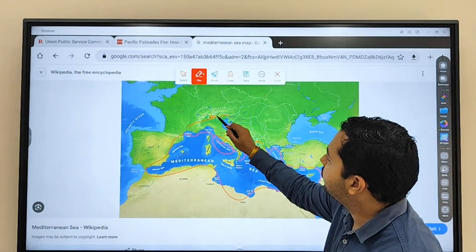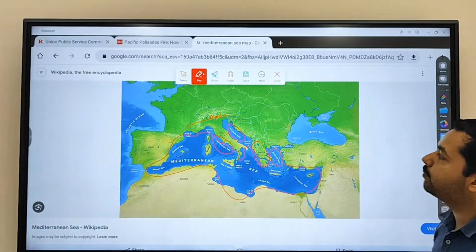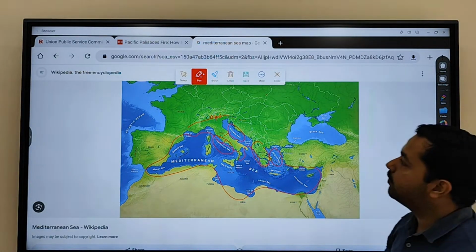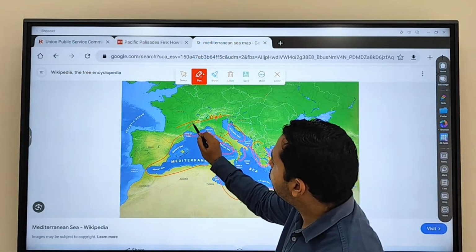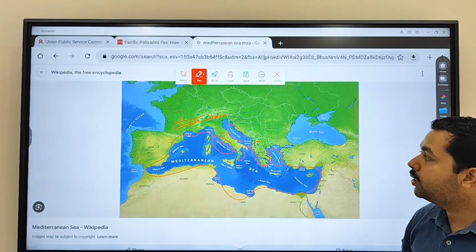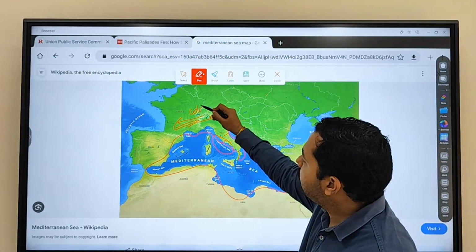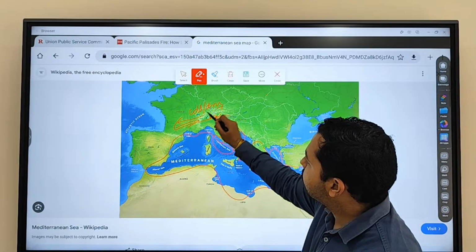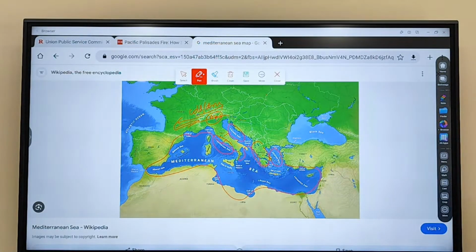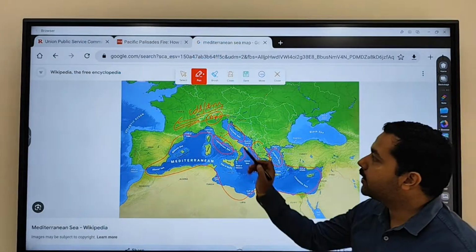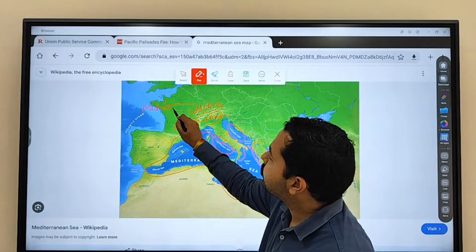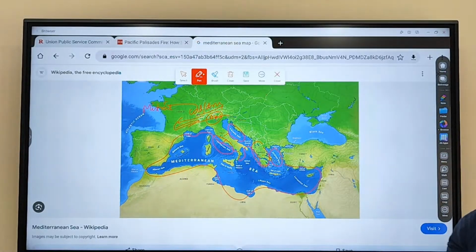Now this region, as we discussed, is the Alp region. This is where your Alp mountains lie. Now the wind that blows from the Alps towards France is a colder wind. This is a cold and dry wind because it is originating from the mountain region. The wind blowing towards France is referred to as the Mistral.